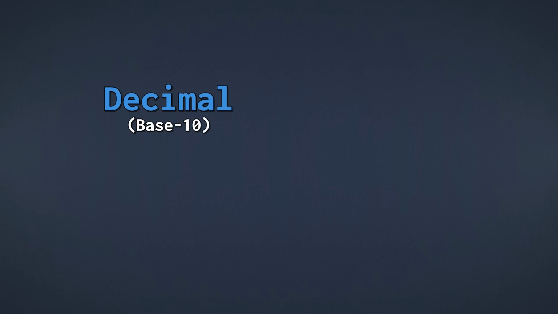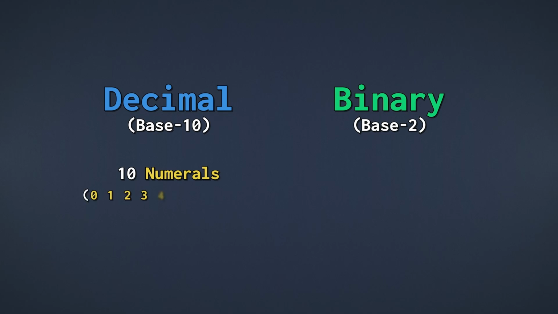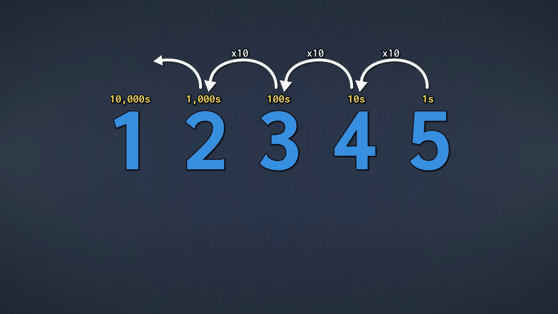In everyday life, we use the decimal system, also called base 10. Binary, on the other hand, is called base 2. This base tells us how many numerals the system uses. Decimal has 10 numerals, 0 through 9, and binary has 2 numerals, 0 and 1. Now, as you know, a decimal number has places, like the ones place, tens place, and so on. These places are powers of 10 because we have 10 numerals.